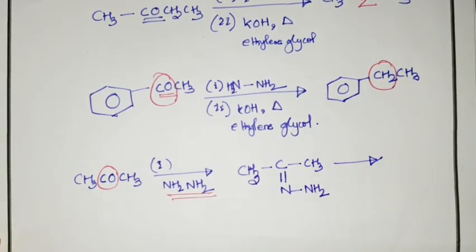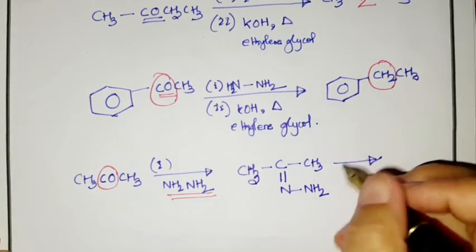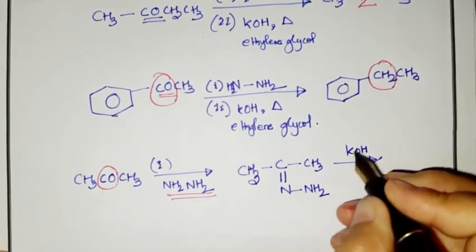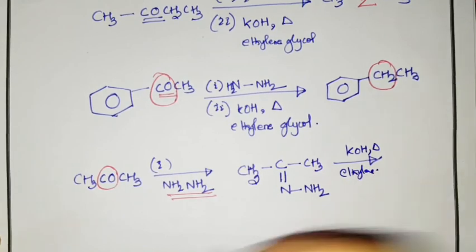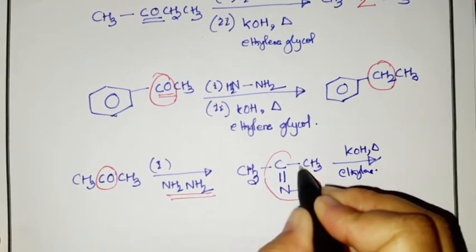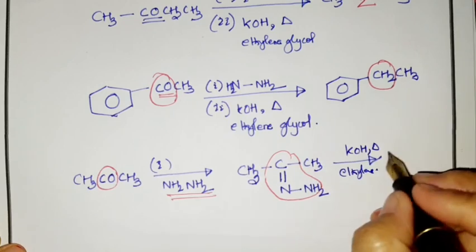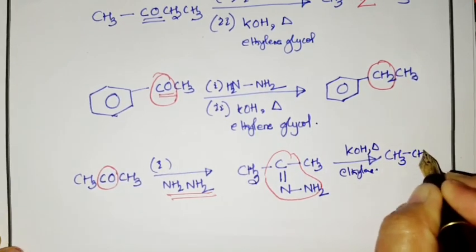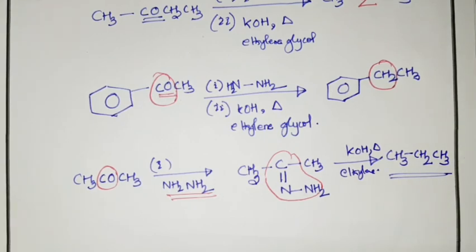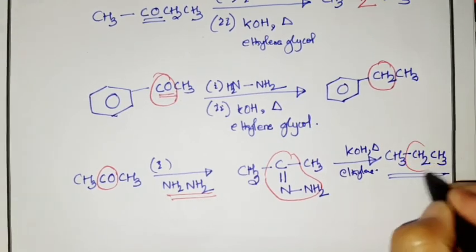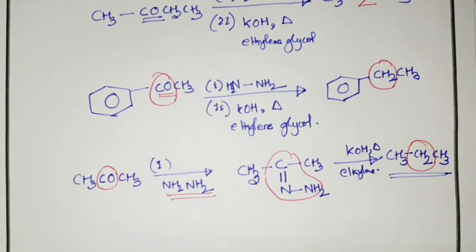Now finally what do we need to do? KOH, then heat, then in ethylene glycol, and the product, this one will now change to CH2. We'll get CH3 CH2 CH3 as the product. From propanone we'll get propane. So this is Wolff-Kishner reduction.